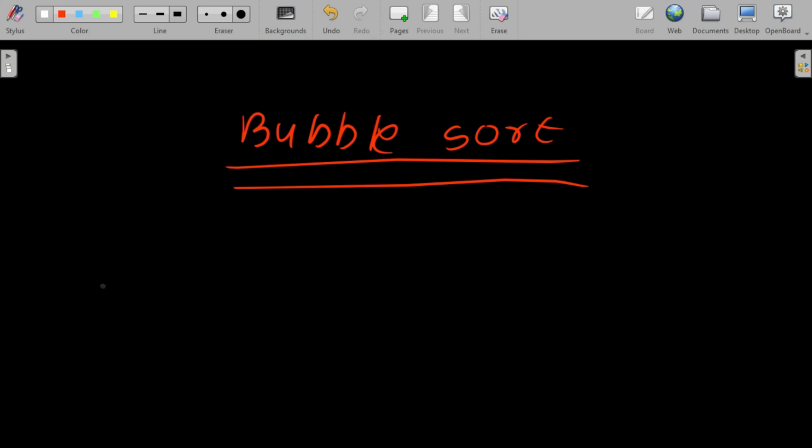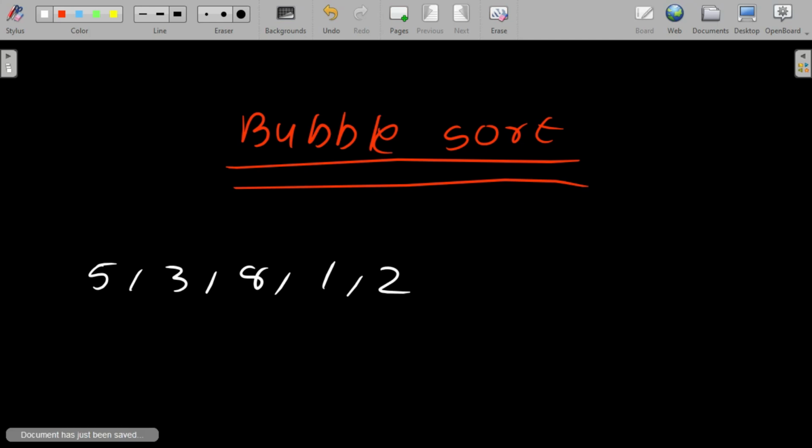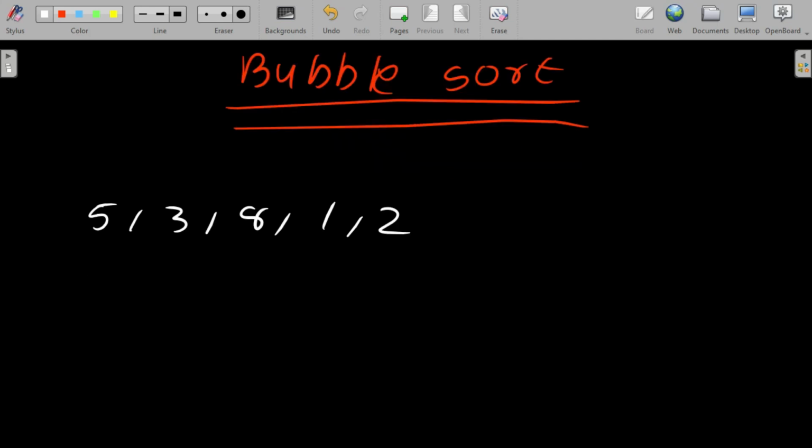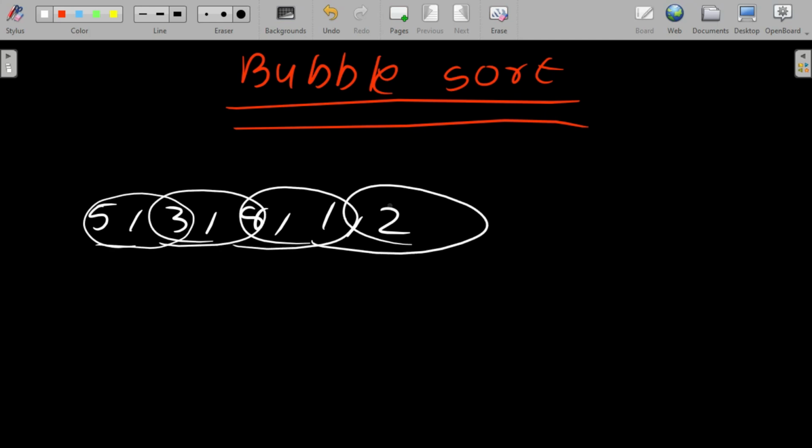Imagine you have some numbers. Suppose the numbers are 5, 3, 8, 1 and 2. These numbers are not arranged in order, so our goal is to arrange them from smallest to largest. Bubble sort does this by comparing two neighboring numbers. If they are in the wrong order, it swaps them. So it checks these two numbers, and these two, and these two, and these two. If they are in the wrong order, it swaps them.